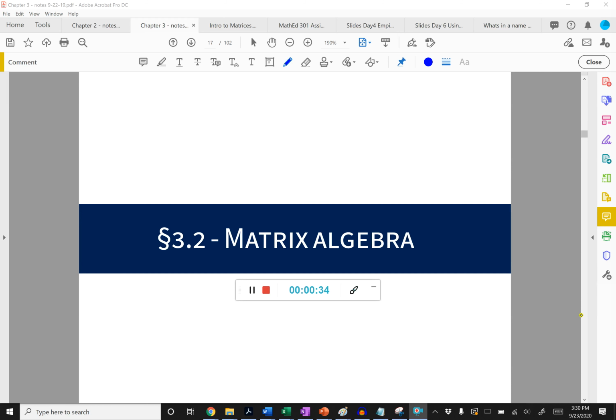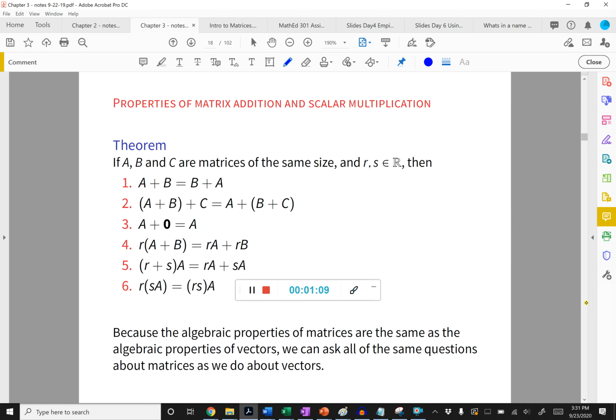So this section starts us in with matrix algebra, where a lot of this will seem familiar because you're used to algebraic rules with real numbers. But we do have to be careful about what objects you're talking about, whether you're talking about a matrix or a real number, a scalar, because some things will work with the scalars, but they won't work with the matrices. So you do have to be careful.